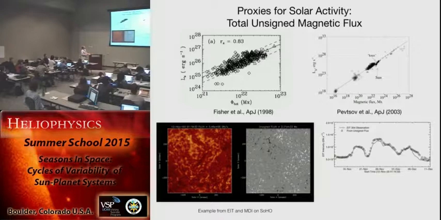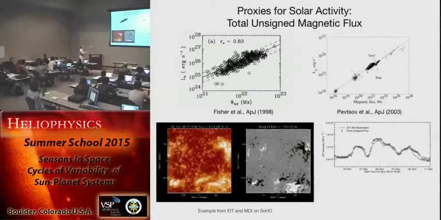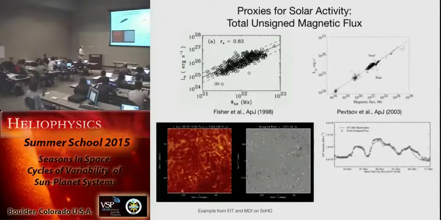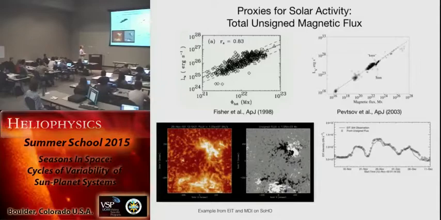Here's a quick way of illustrating this. Here's some data from the SOHO mission. Over here on the left, I have some helium-2304, and over on the right, I have the magnetic flux. You can see very clearly, as the magnetic flux goes up, the radiance goes up. You can make a very simple model, and it tracks really well. People have known this for a while, but they haven't really used the magnetic flux as a proxy for solar activity.